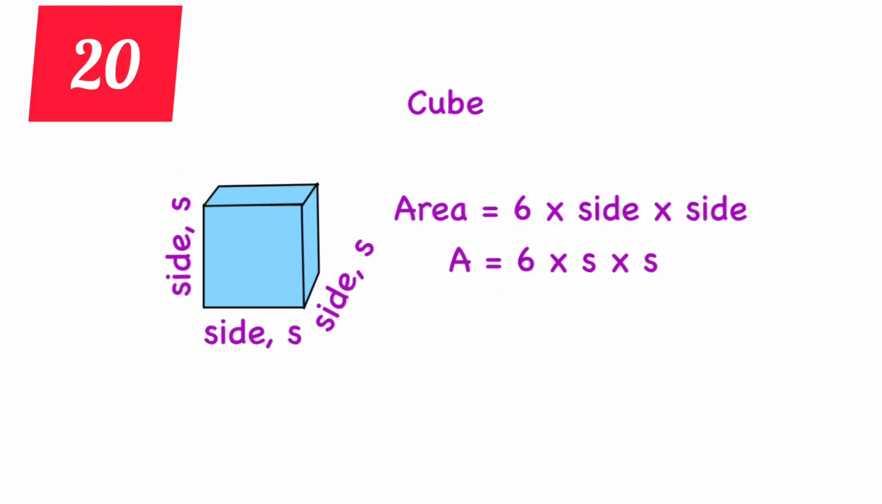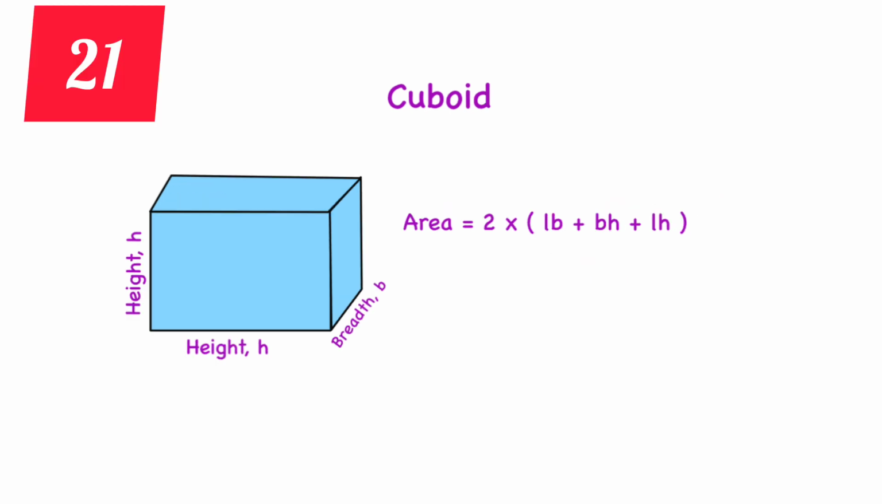The cube has 6 square faces. The surface area of a cube therefore is 6 times side squared. A cuboid has 6 rectangular faces and its surface area is the sum of their areas. It is given by twice the sum of products of length, breadth, and height taken 2 at a time.